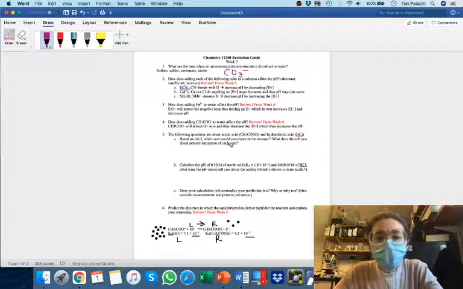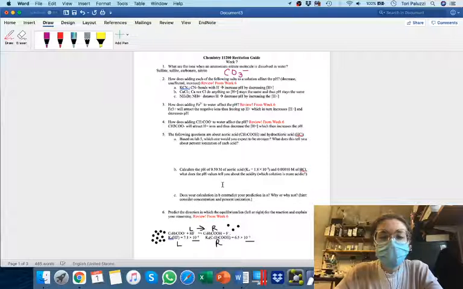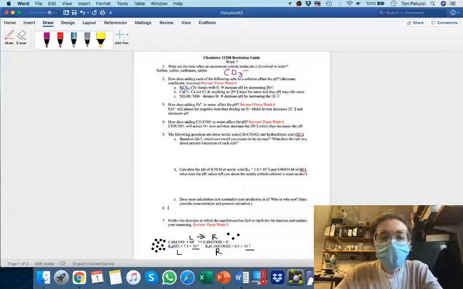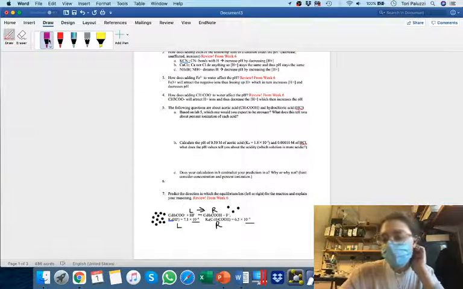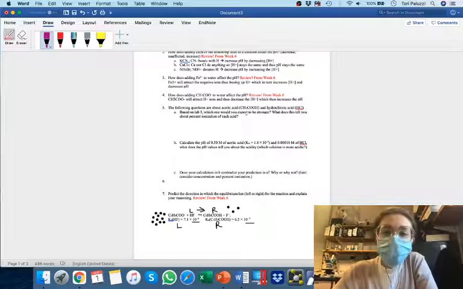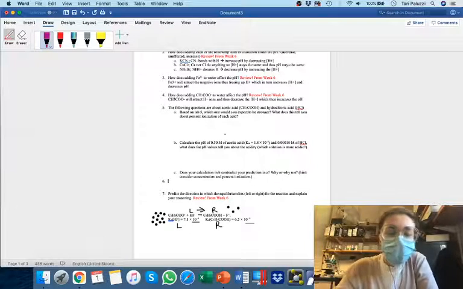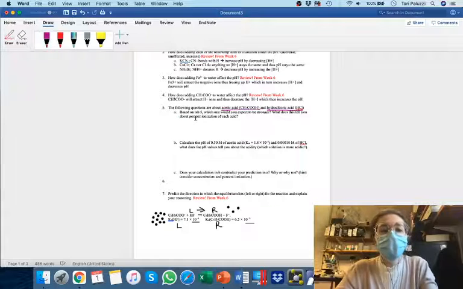So for number 5, the following questions are about acetic acid and hydrochloric acid. This should seem familiar from your activities, as well as your lab. Based on Lab 5, which one would you expect to be stronger? What does it tell you about the percent ionization? If you do not know the strong 7 acids by now, then you should really memorize them, because these will come up all the time.